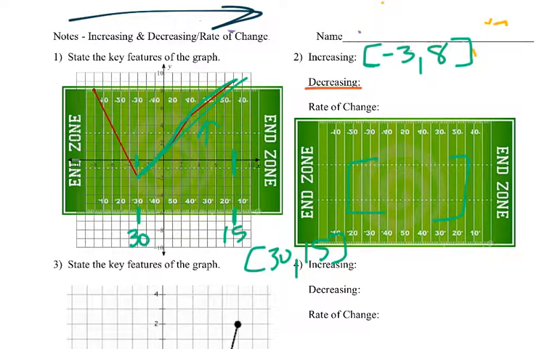Okay. Then as I look for decreasing, we start right here, and it's decreasing till we hit that minimum. So it ends at -3, and it begins at -8. Okay, yard lines, that would be 5 to 30. But because we use x values, it's -8 to -3.